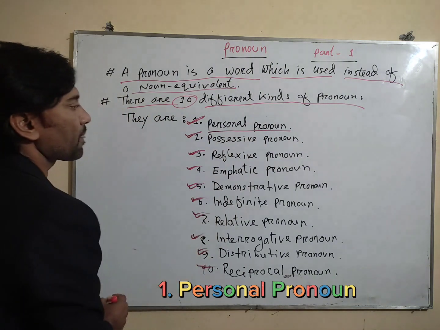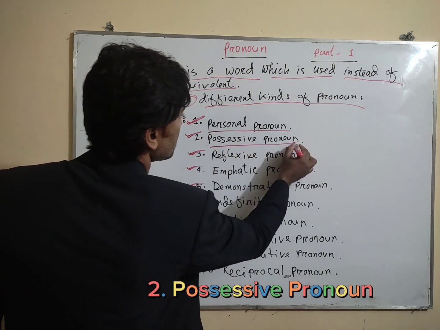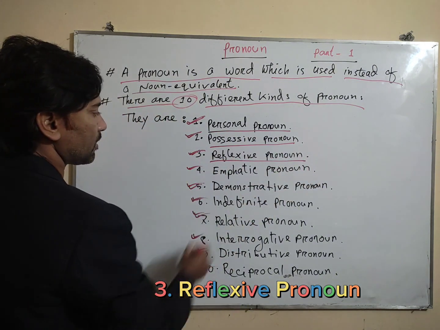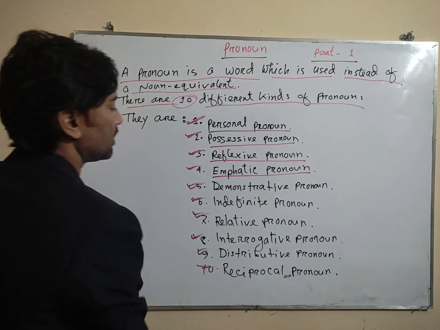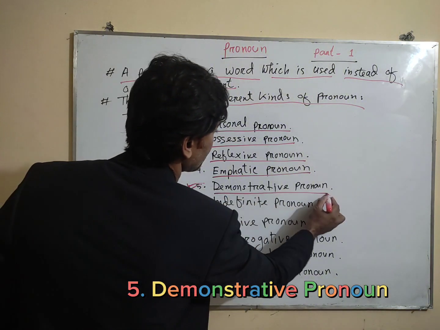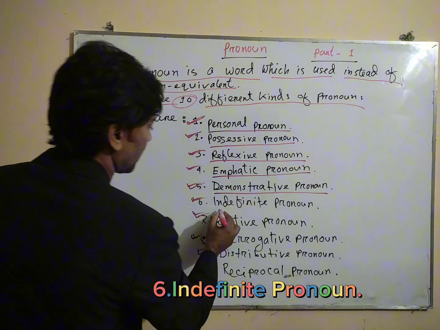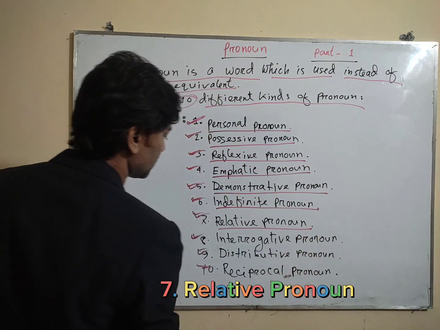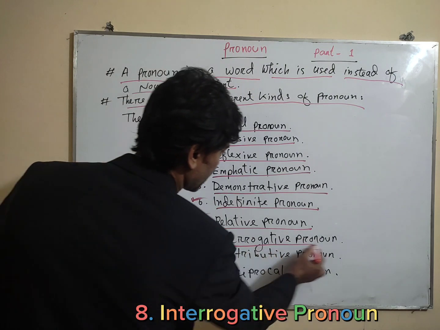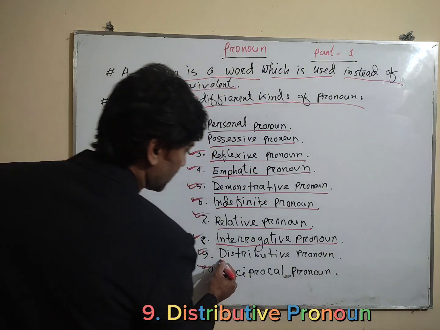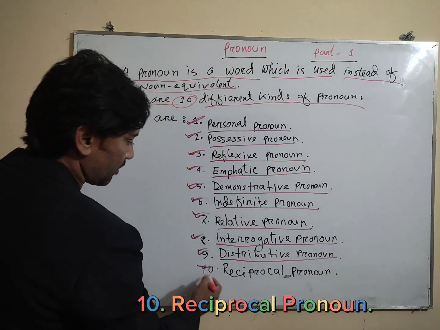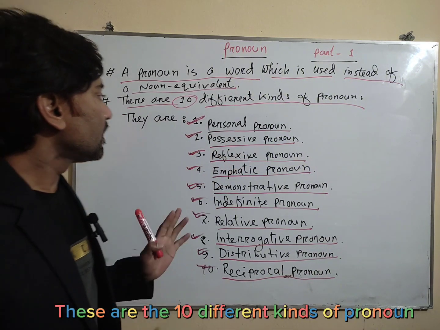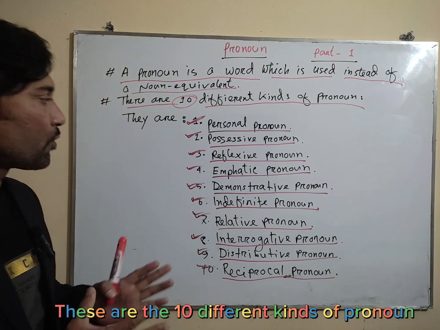Number 1 personal pronoun, number 2 possessive pronoun, number 3 reflexive pronoun, number 4 emphatic pronoun, number 5 demonstrative pronoun, number 6 indefinite pronoun, number 7 relative pronoun, number 8 interrogative pronoun, number 9 distributive pronoun, and last one number 10 reciprocal pronoun. These are the 10 different kinds of pronoun.